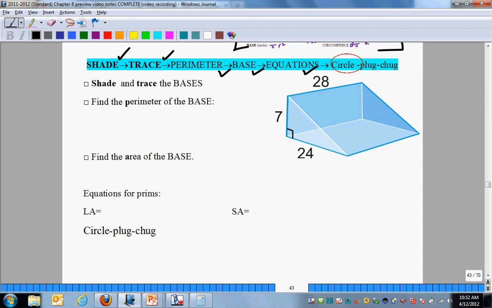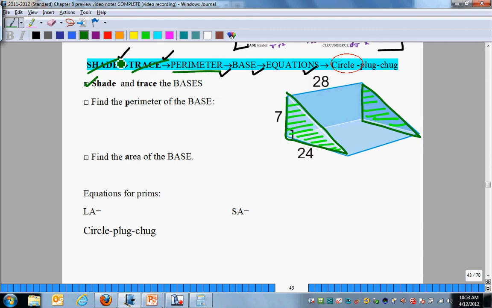Let's try this with one problem together. We're going to shade and trace the bases. Well, we see 3 rectangles and 2 triangles. Because there's 2 triangles, that must be your bases. So I'm going to shade them. And then I'm going to trace. Step 1, I want to find the perimeter of a base.